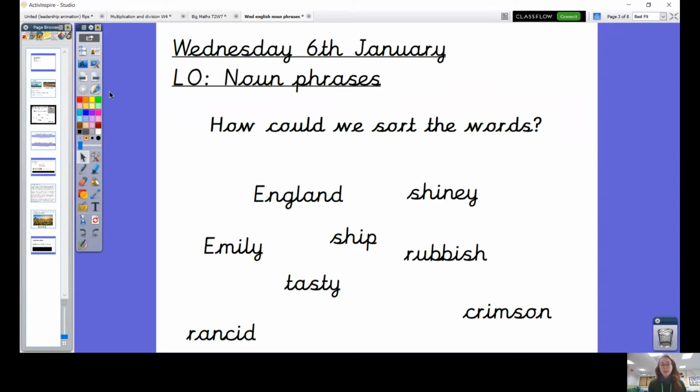So can you please jot down the date and LO in your English book and underline it with a ruler. So pause the video now to do that. And when you've done that, I wonder if you can have a look at the words on the screen. We've got some words here. Have a read of them. I wonder if you can sort the words. There might be a few different ways of doing this. So have a little go, have a little play, pause the video again to have a little go at sorting them. Perhaps create 2 little lists or 3 little lists if you want to sort them in 3 different ways. Off you go.